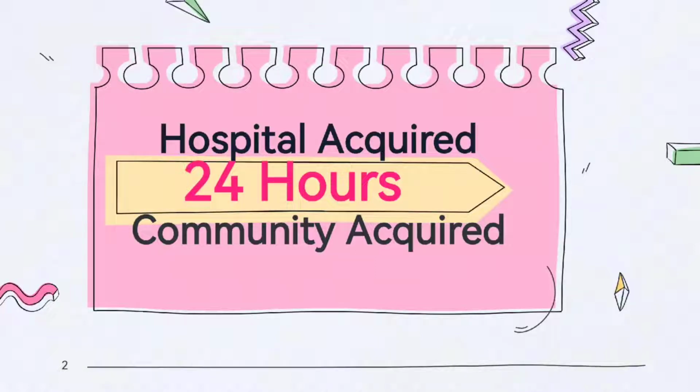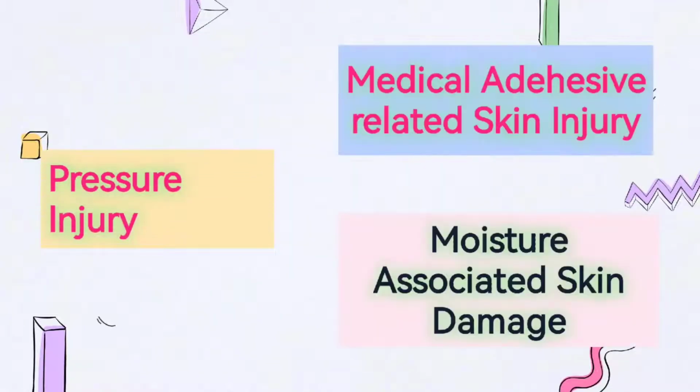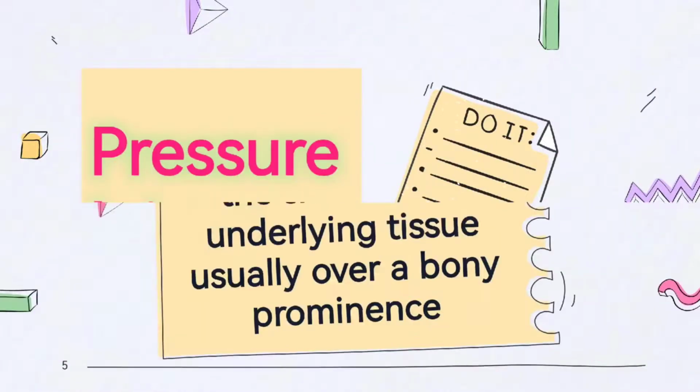From the moment that you recognize there is a wound present on the patient, it's very important to report it through OVR. Again, these are the three things that we're going to differentiate today: pressure injury, medical adhesive related skin injury, and moisture associated skin damage. Now let's go first to pressure injury.